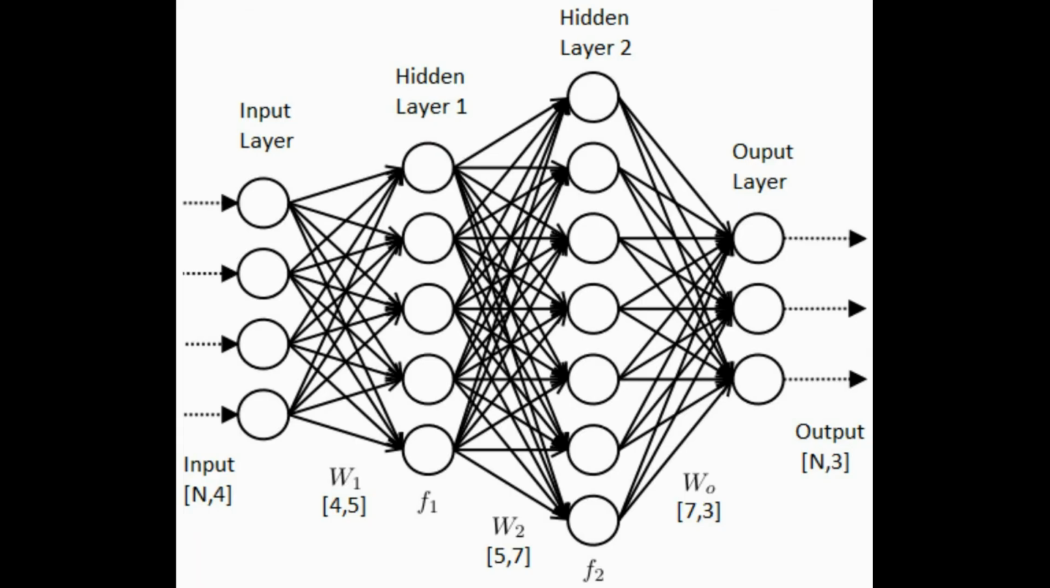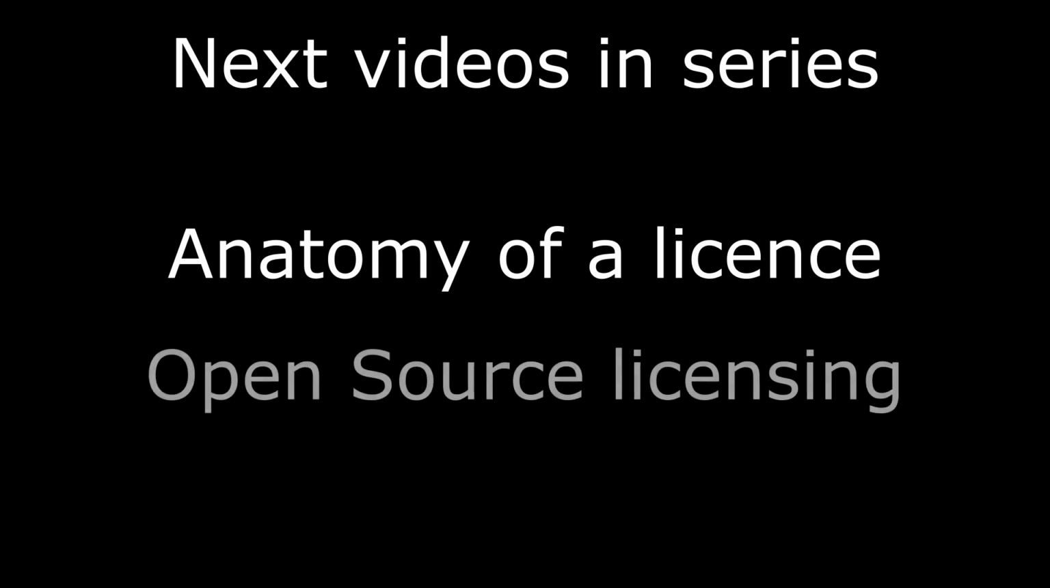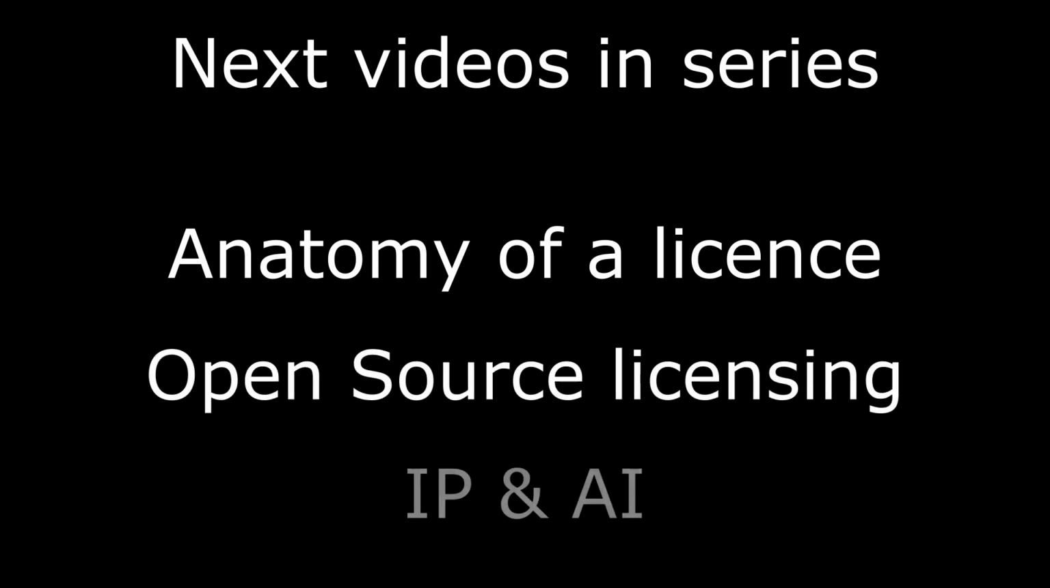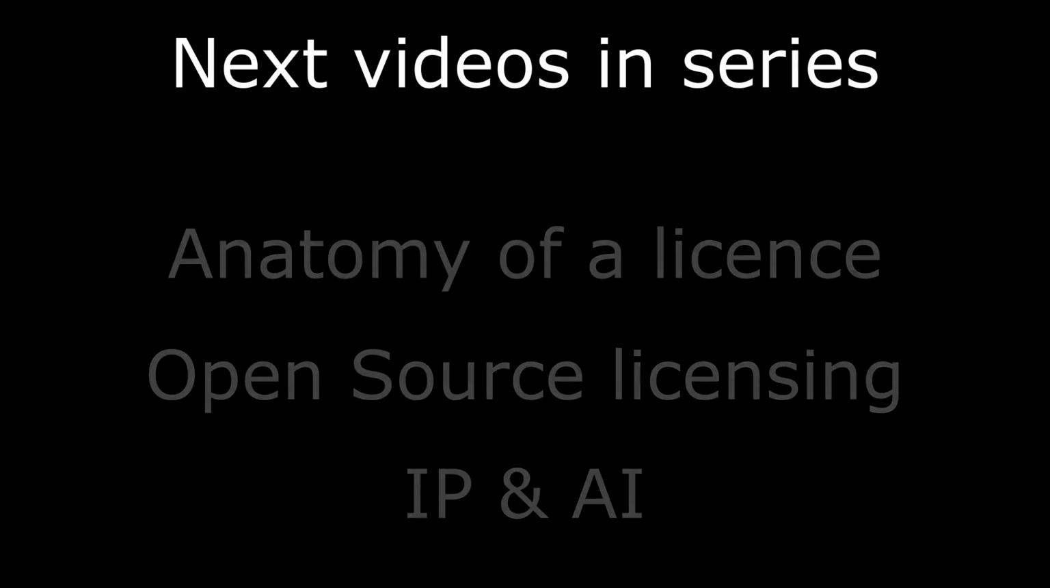In the next video, we will examine the anatomy of an intellectual property license grant, which sits at the core of the license bargain. And using that knowledge, we will then examine open source licensing and copyleft issues, as well as artificial intelligence.